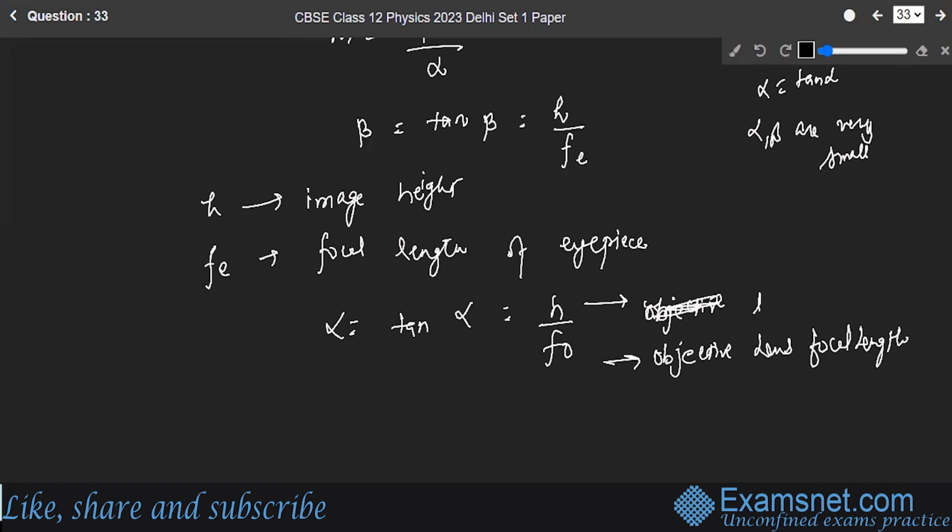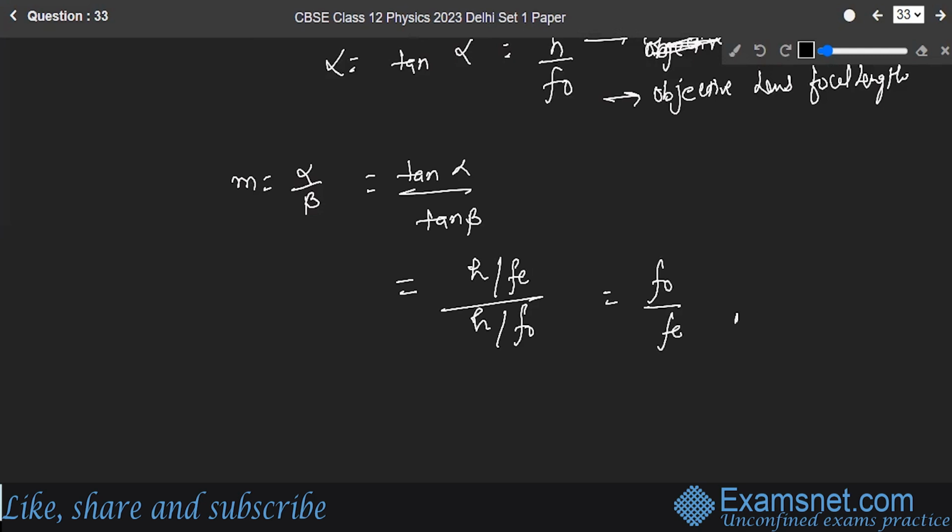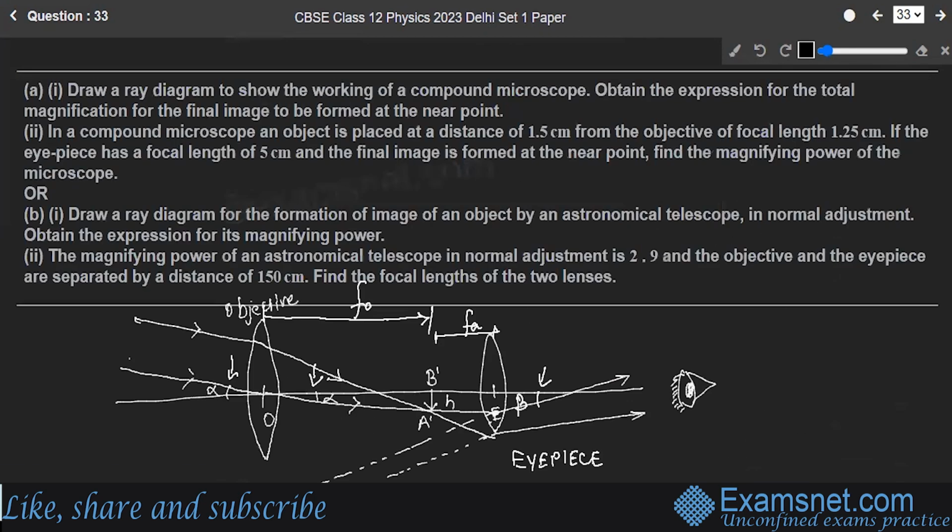focal length, right? So m, that was equal to alpha upon beta, that is equal to tangent alpha upon tangent beta. This can be written as h upon fe divided by h upon f naught, that is equal to f naught upon fe. So this is the derivation for the formula. Over here, you have to derive an expression for the magnifying power. Magnifying power is given by f naught upon fe, where f naught is the focal length of the objective lens, and fe is the focal length of the eyepiece. Hope you're clear with this.